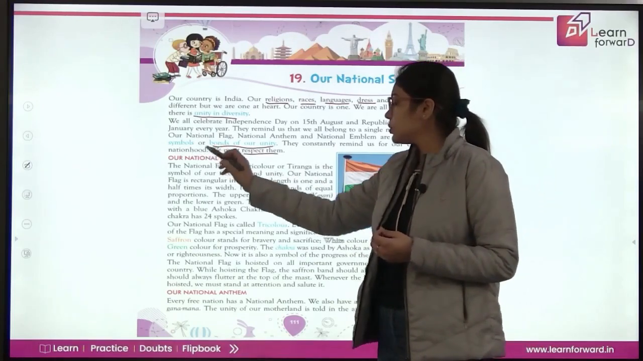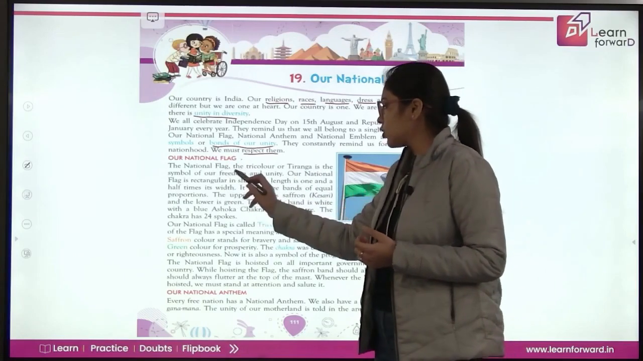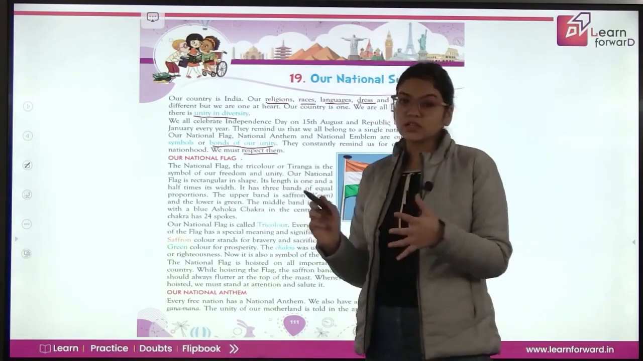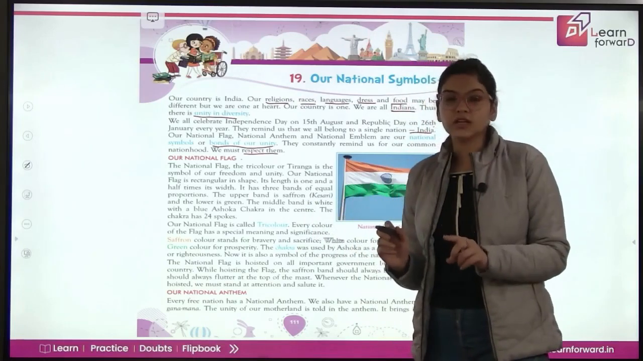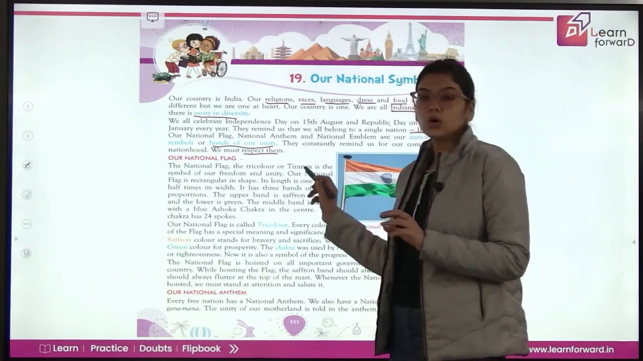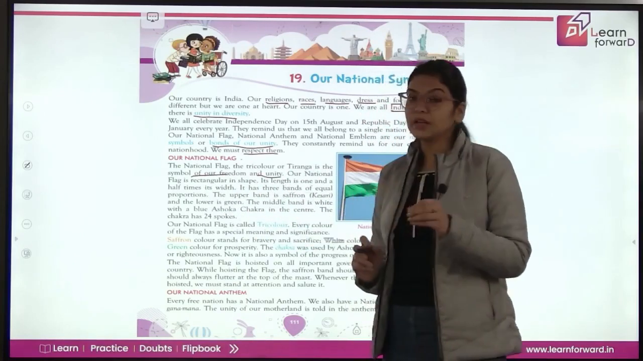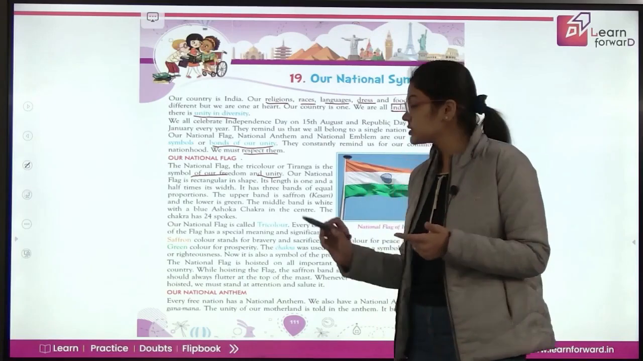Now our national flag. The national flag, the tricolor or tiranga, is a symbol of our freedom and unity. जो national flag है, it is also known as tricolor, as we know, because it is made up of 3 colors. And in Hindi we also call it tiranga. It is a symbol of our freedom and unity. ये हमारी freedom और unity दोनों का symbol है.